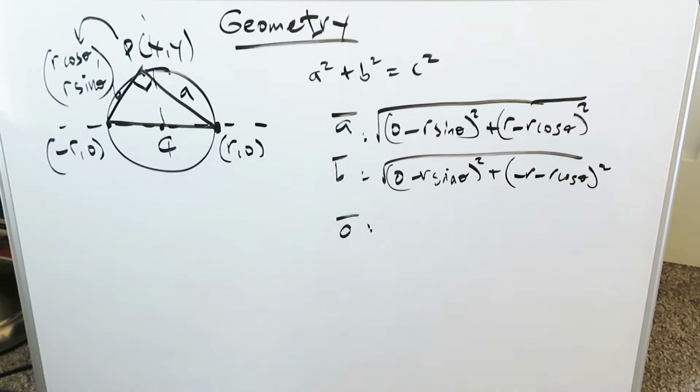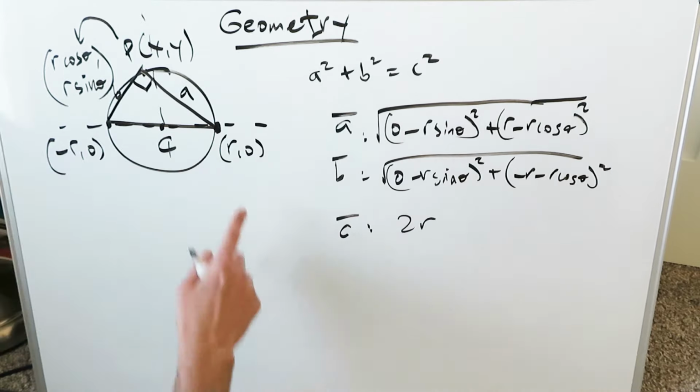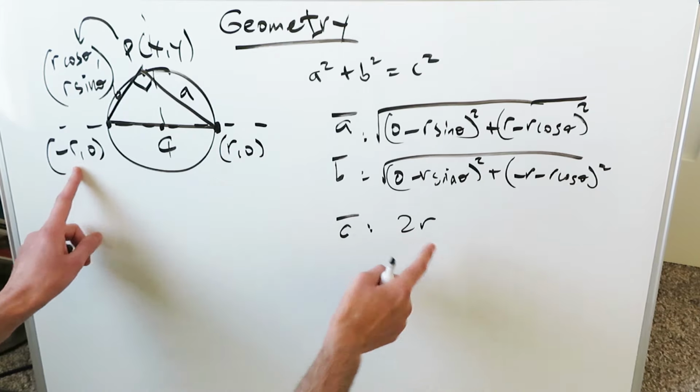What about segment c? It's the easiest. Why is it the easiest? Because it's your diameter. Diameter is twice the radius, and it makes sense. r minus minus r is 2r, and that's it.